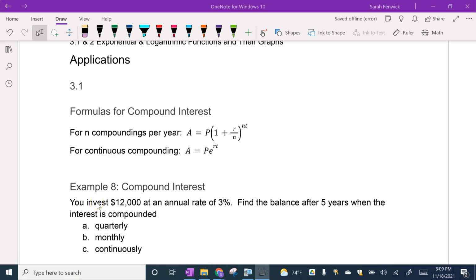Pre-calculus chapter 3 sections 1 and 2, we're going to work on some applications of exponential and logarithmic functions. Some of you have mentioned that you remember compound interest or you've seen compound interest, so some of you really didn't know what we were talking about to start it. Let's talk about what we're doing here.